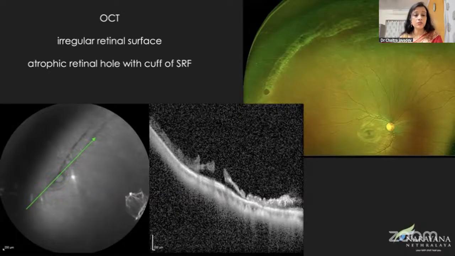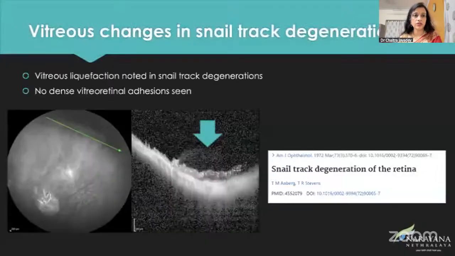We are able to take these images even with the regular OCT devices that we have, but given the new OCTs that can image the extreme periphery, it becomes a very invaluable tool as an additional screening system for peripheral retinal degenerations. These are some of the vitreous changes that we can see in snail track degeneration.